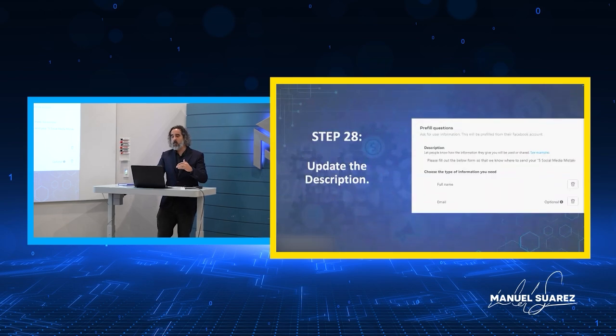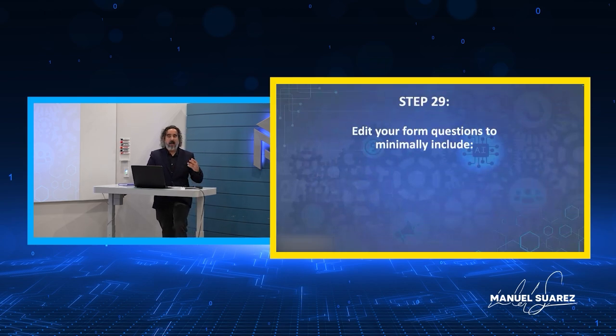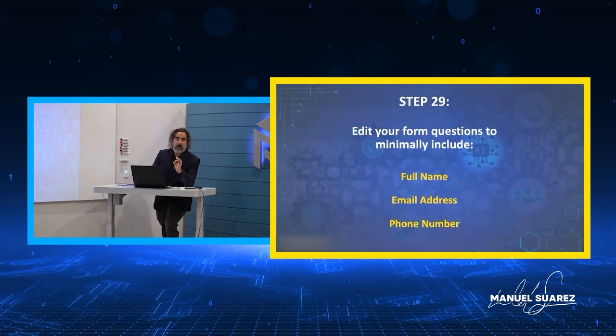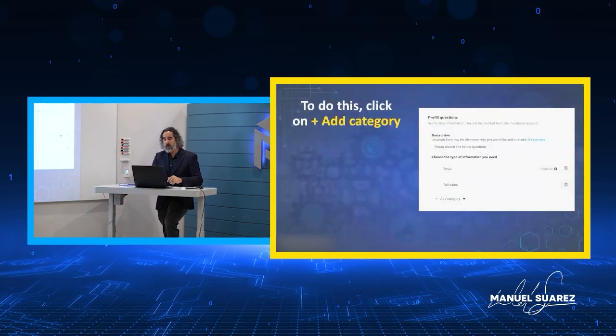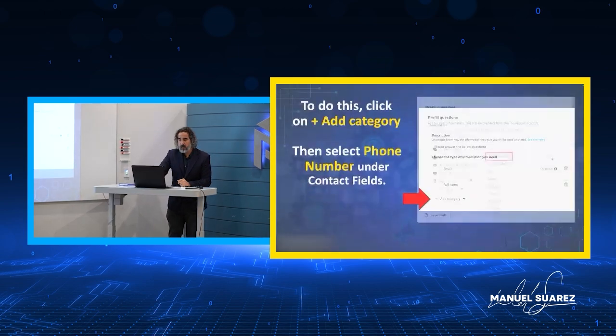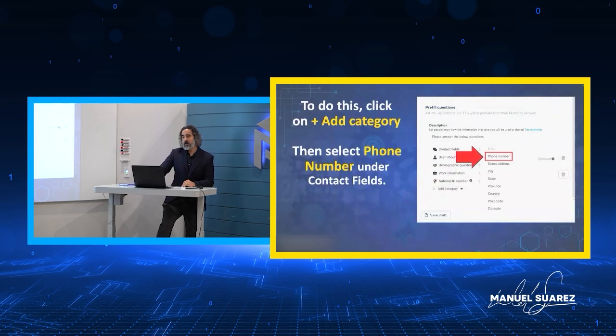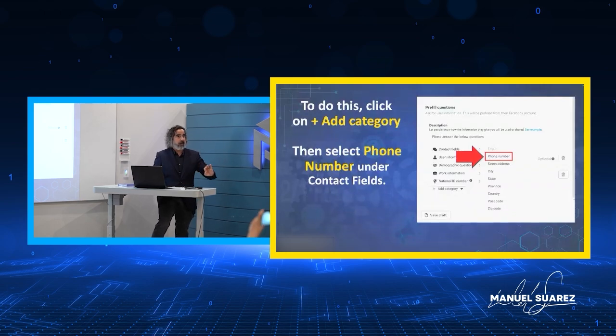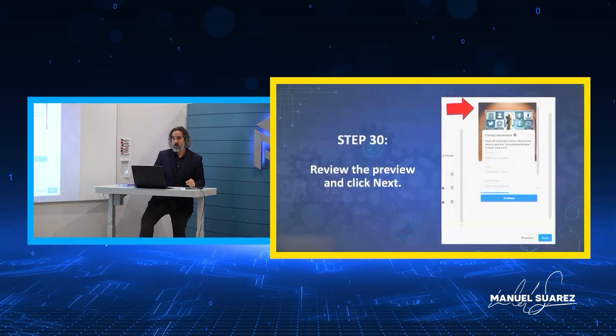And then I'm going to select here what are the questions that I want to ask. Full name, email, phone number. Minimum, you have to get those things. To do this, you can click on add a category over here, add category, and then select the phone number. You see all the things that you can ask for. You can ask for addresses. You can ask additional questions. You can have questions that are fill in the blank so they can actually respond to anything that you want to ask for. How many employees do you have? You can let them answer that, right? If you're business to business, whatever it is that you want.